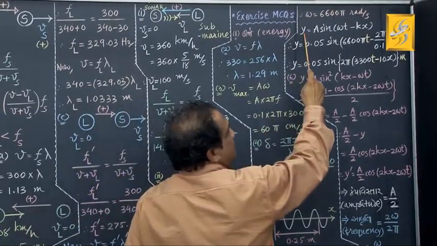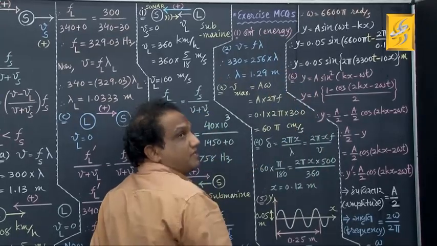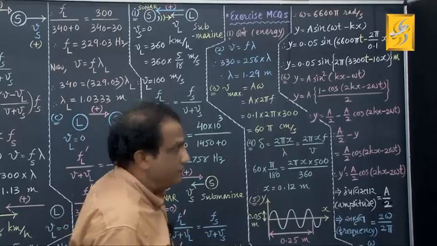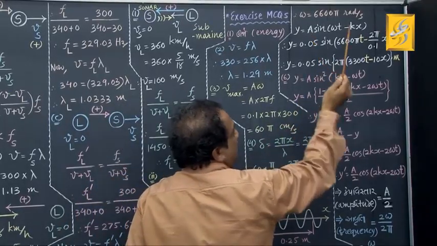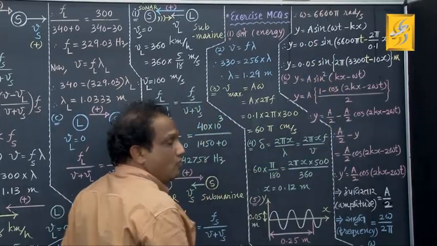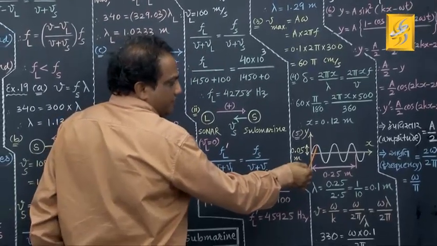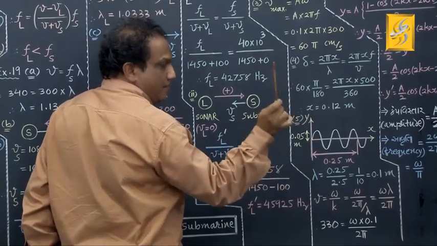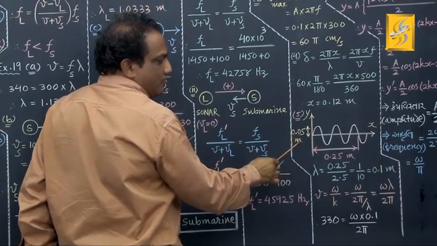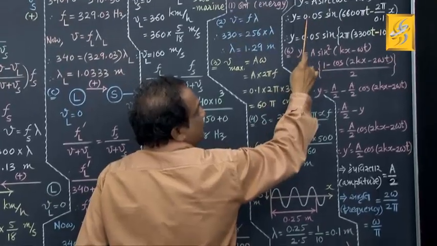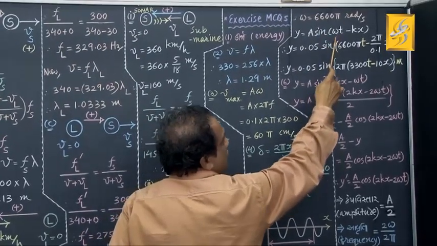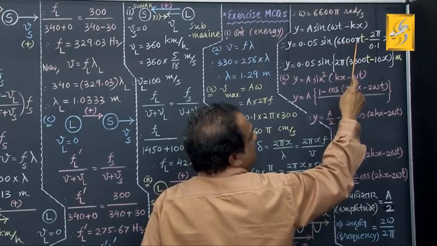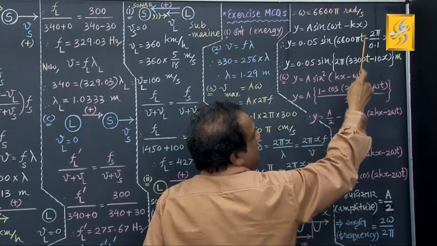What about the wave equation? For a wave propagating along the positive x-axis, y equals a sin(omega t minus kx). Now the value of a is 0.05 meter. How? You can see in the diagram, this much is the maximum displacement, and maximum displacement is nothing but amplitude. They have given in the figure 0.05 meter. So this a is 0.05 meter, sin as it is, omega we have found out, 6600 pi into t, don't forget, minus k.